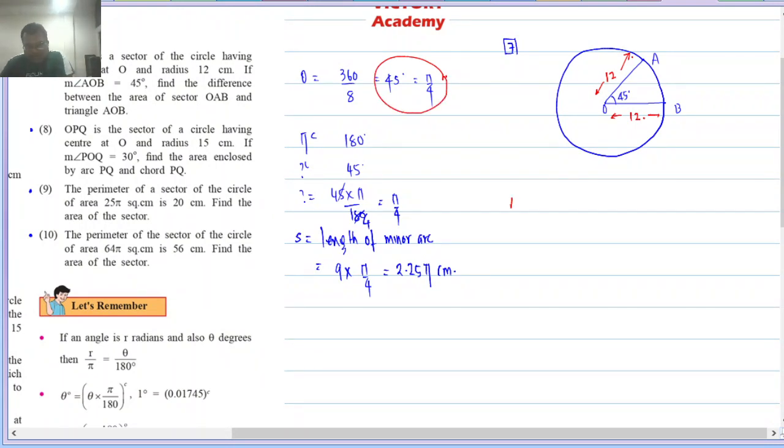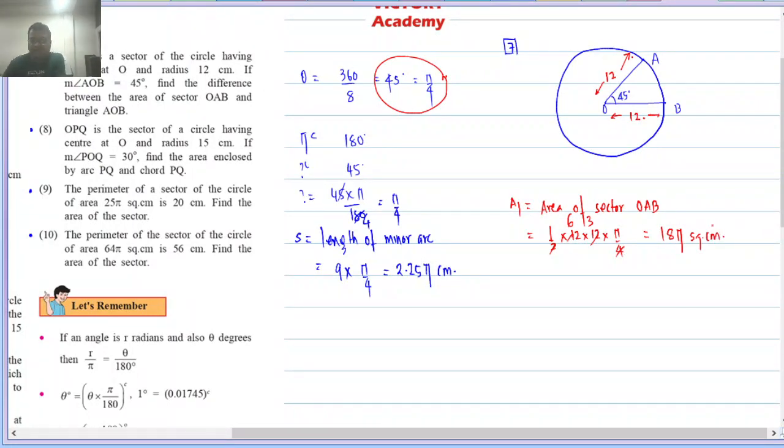So what is the area of sector OAB? It is half r square theta. Theta is 45 degrees, pi by 4. 4 3s are 12, 2 6s are 18 pi square centimeters. That is the area of the sector.